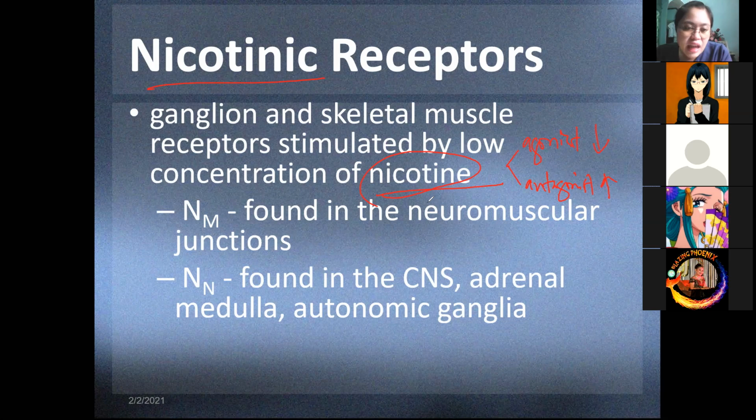Now, we have two types of nicotinic receptors, unlike the muscarinic, where we have 5. Here we have two, the NM and the NN. NM, M means muscular, meaning we can find this type of nicotinic receptor in the neuromuscular junctions. And the NN is the nicotinic receptor we can find in the CNS and other parts like the adrenal medulla right above the kidneys and the autonomic ganglia, or the ganglions, okay? So the junction between two neurons.